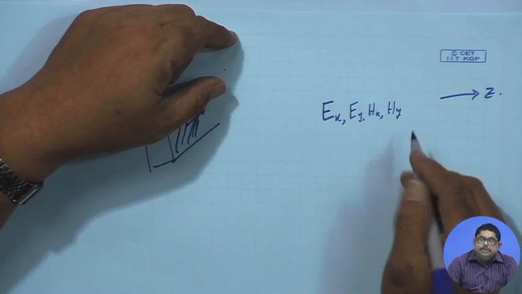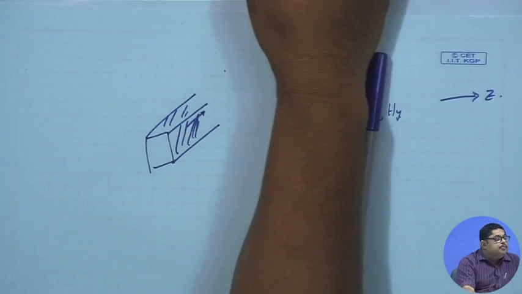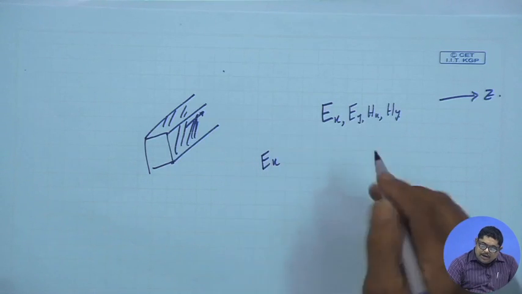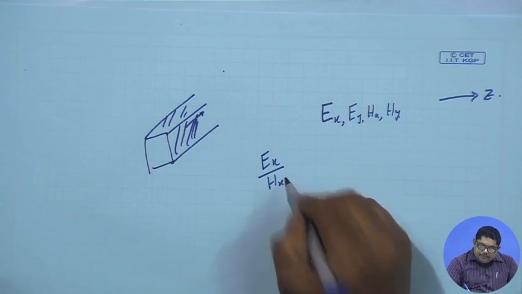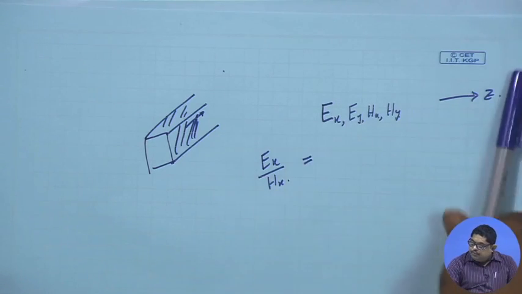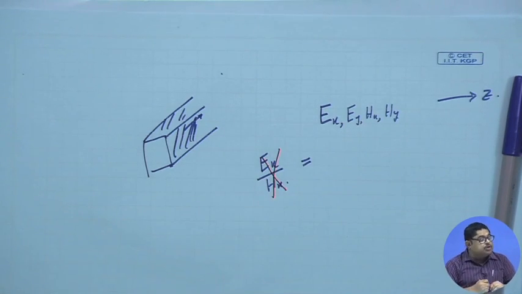Now, what we say is that the important part is this "corresponding" ratio between two transverse electric and magnetic field components. Now, if you say that okay, I will take Ex by Hx, is that wave impedance? No, this is not wave impedance. Why? Because it is violating this corresponding thing.